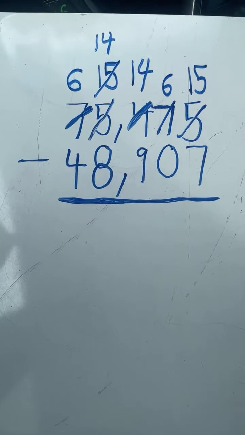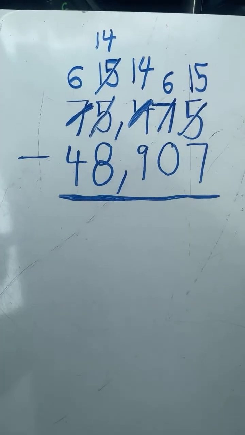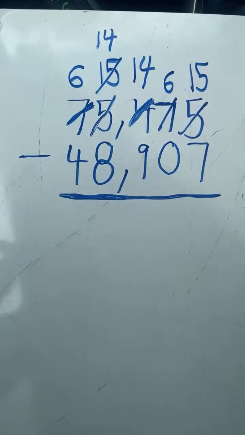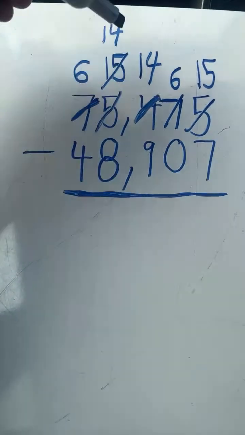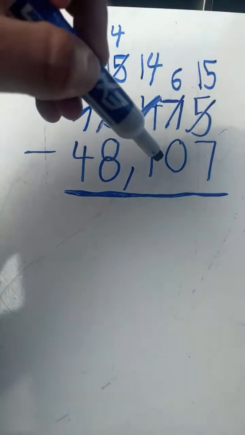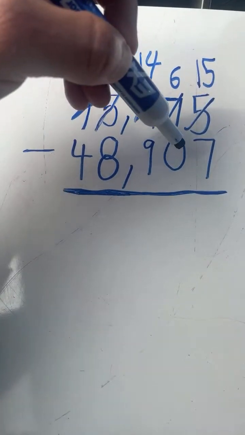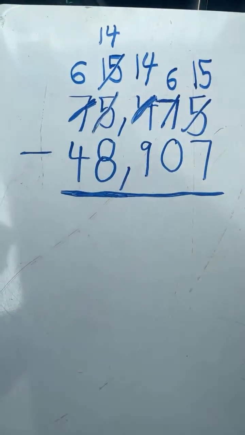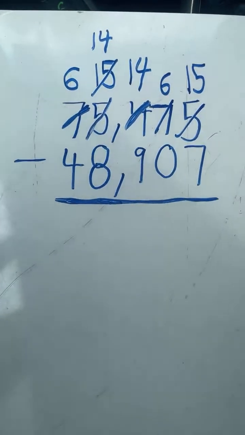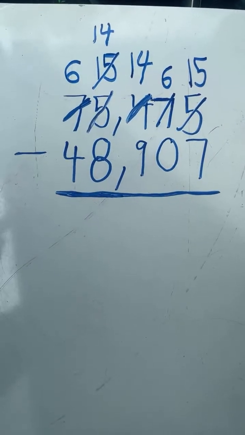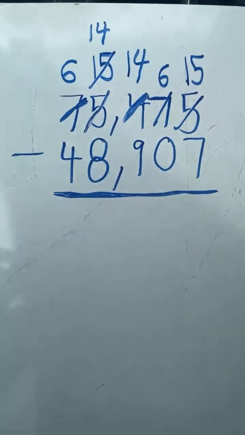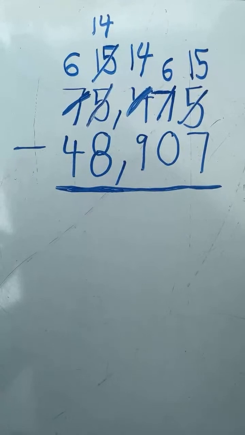Alright, now I'm going to double check, make sure all of my top digits are equal to or bigger than all of my bottom digits. So 6 is bigger than 4, 14 is bigger than 8, 14 is bigger than 9, 6 is bigger than 0, 15 is bigger than 7. So we are able to subtract now. We did all our regrouping, and we are now ready to subtract. And when we subtract, we always start in the ones place.